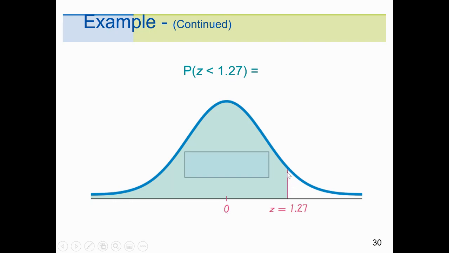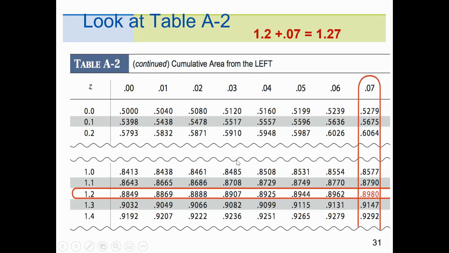Now, I'm looking for the probability that my z, the temperature, is less than 1.27. I'm looking for the area. Less than means go to the left. If it was greater than, I'd be going to the right. So from this vertical line, the area associated with this z-score is the area to the left. Left meaning this way, not going to the right. It's a left-handed table.